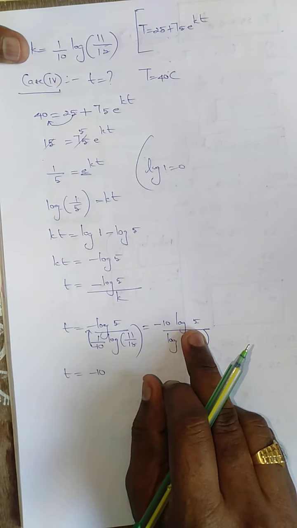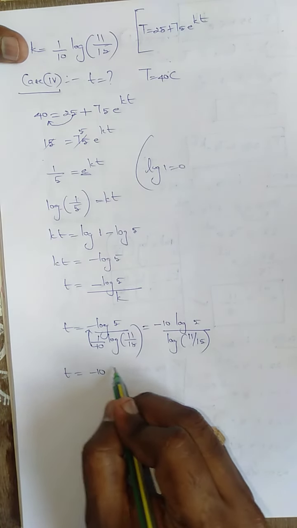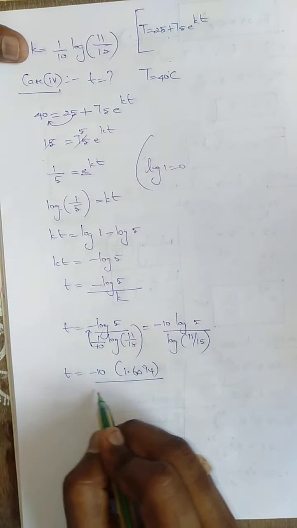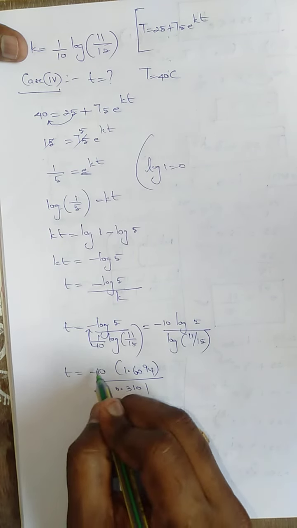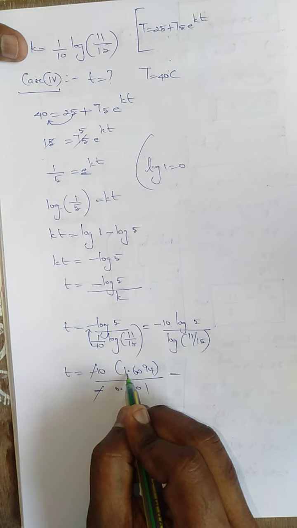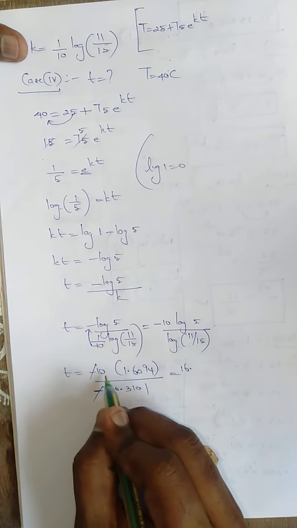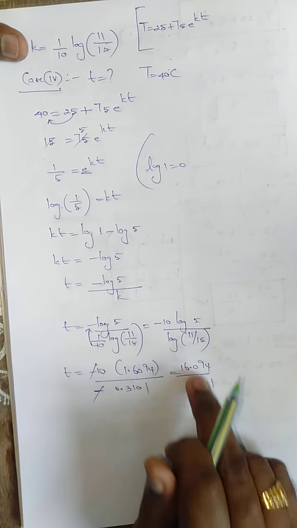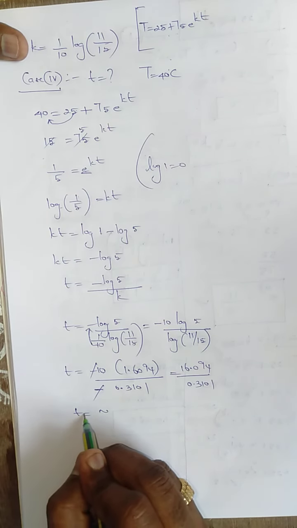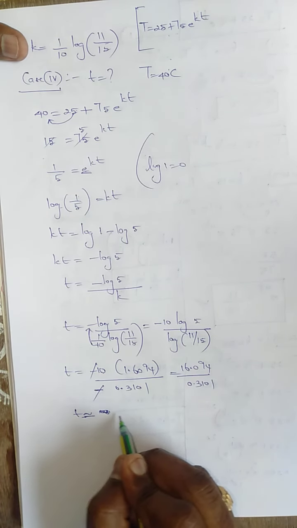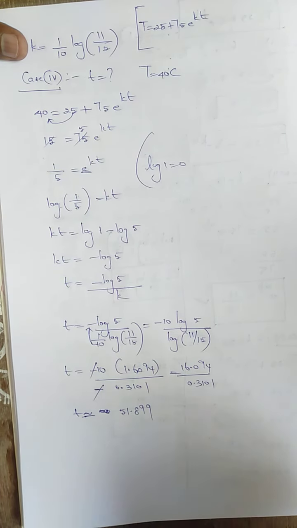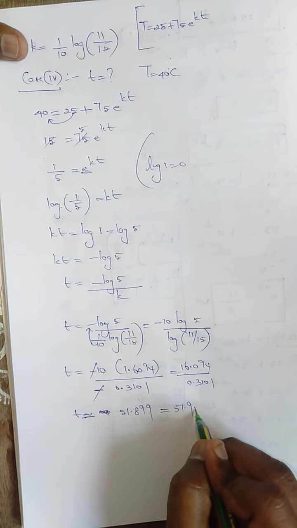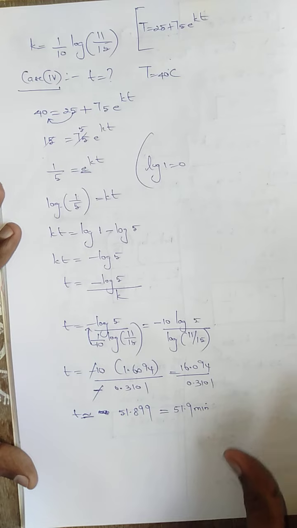They have given the log 5 value in the question itself, which is 1.6094, divided by the log 11 by 15 value, which is given as minus 0.3101. The minus signs cancel. 10 into 1.6094 becomes 16.094 divided by 0.3101. If we divide these two values, we get an approximate value, which is 51.899. We can convert this to 51.9 minutes.